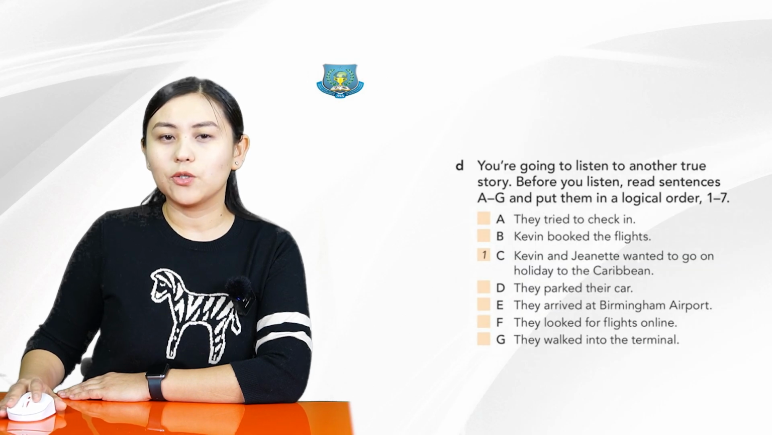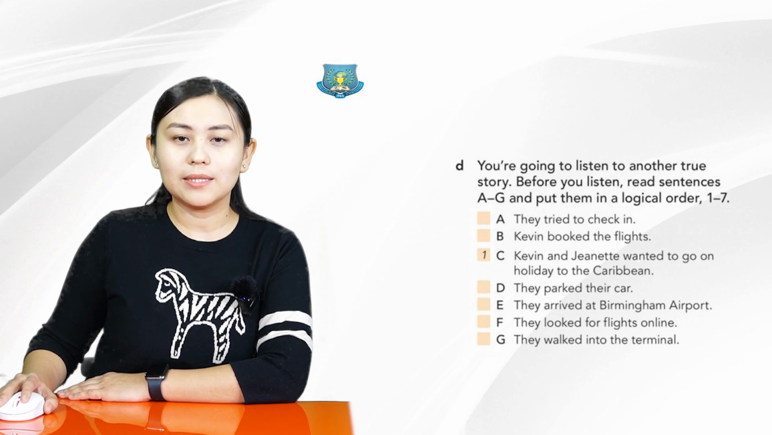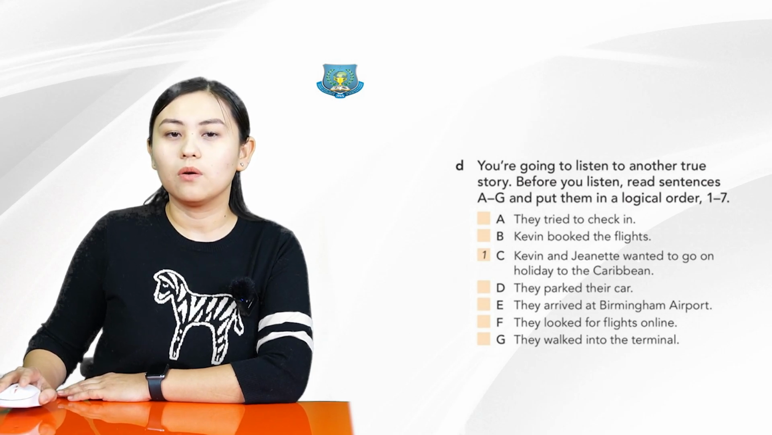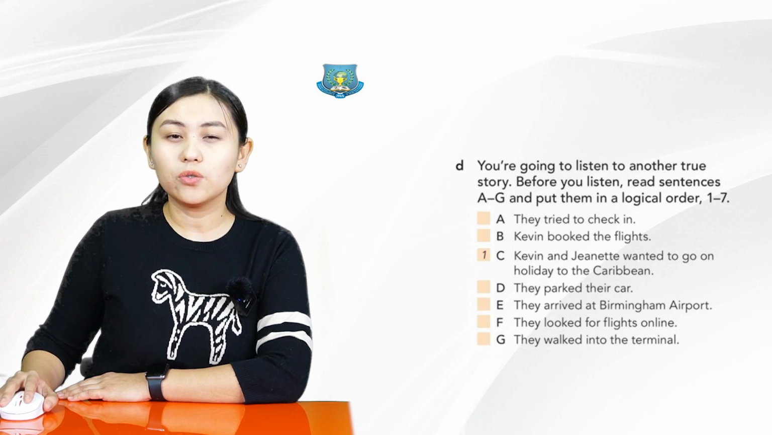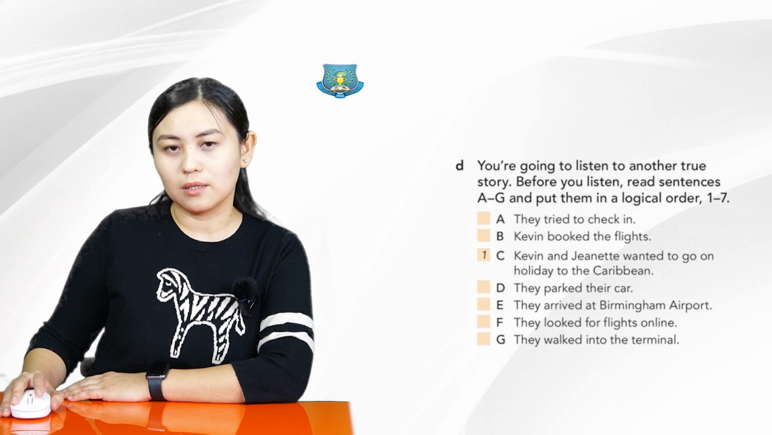After this task, you are going to listen to another true story, and before you listen, read sentences A to G and put them in a logical order from 1 to 7. I'm going to read you seven sentences and you are going to put them in a logical order.